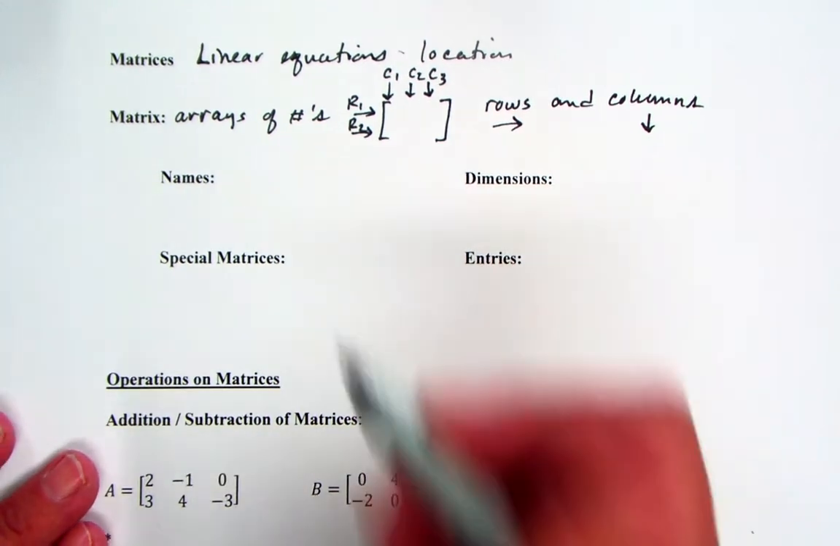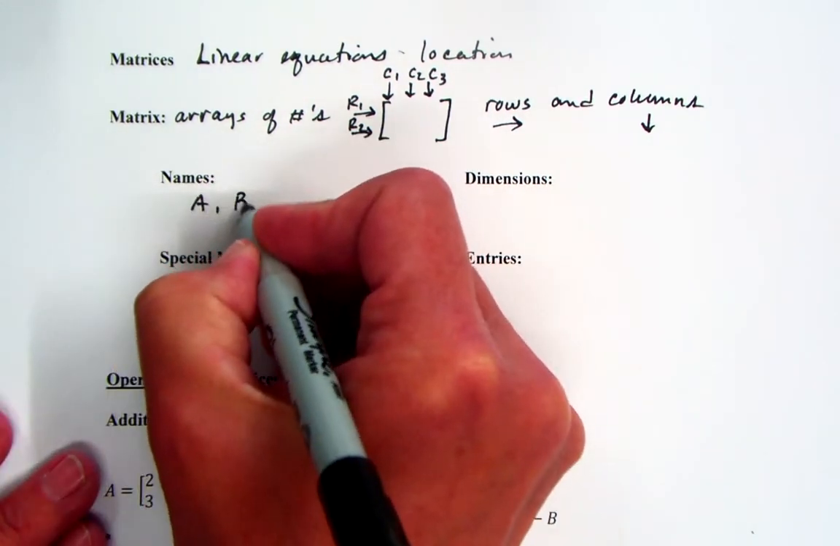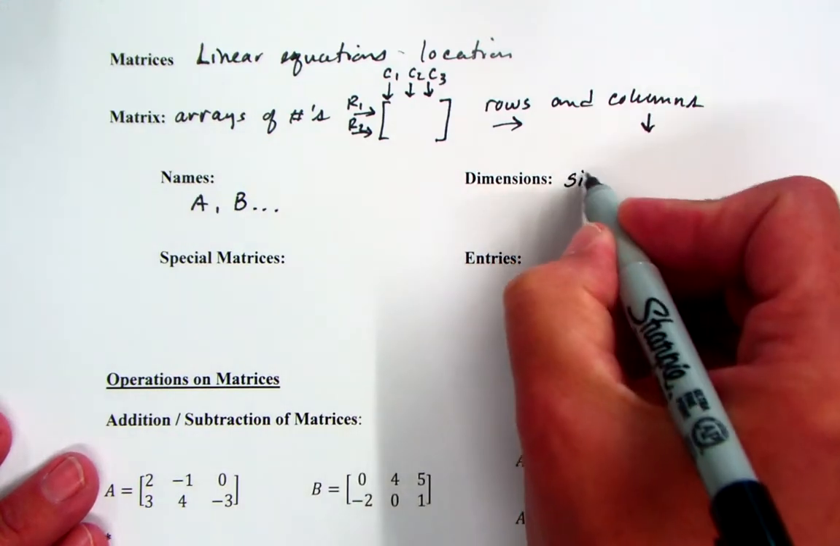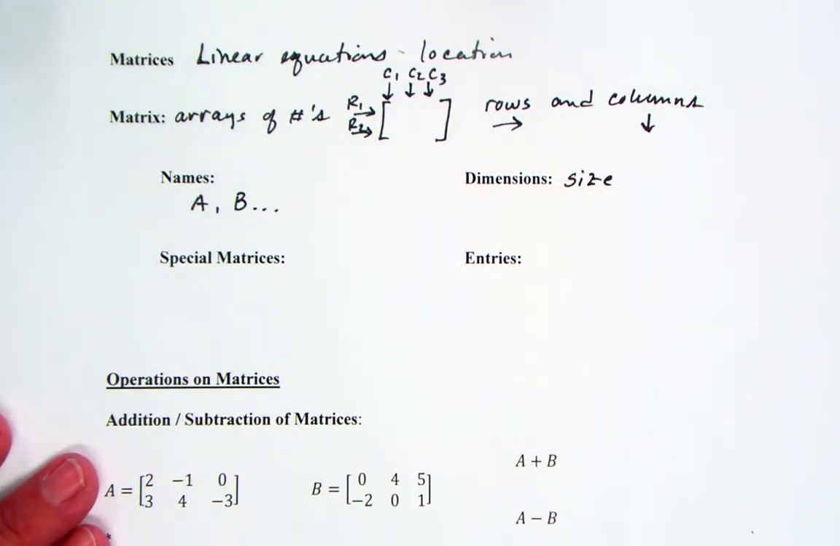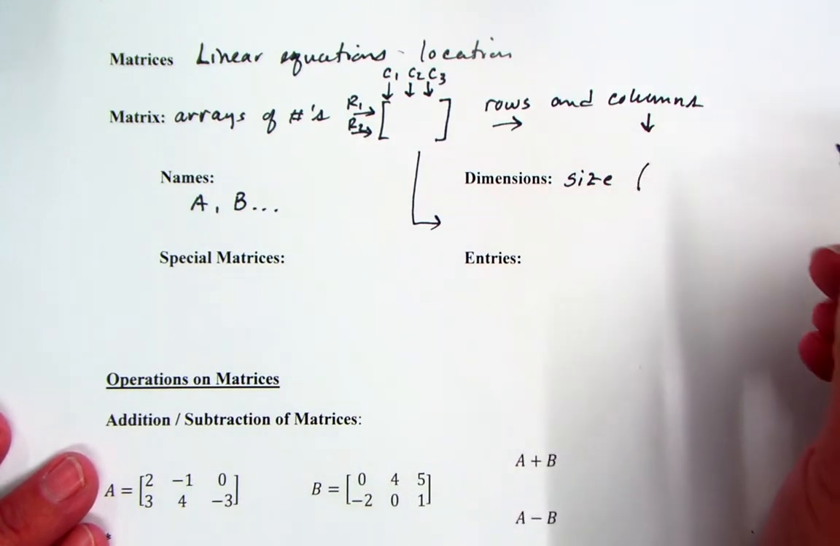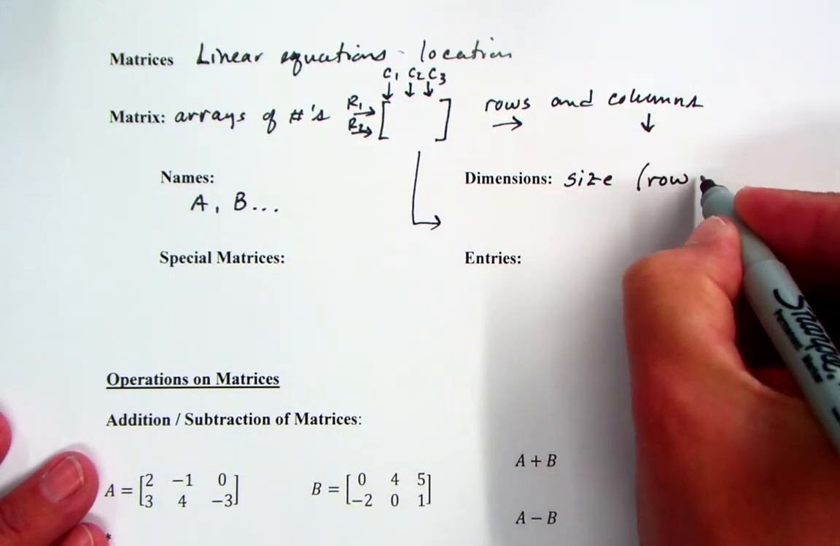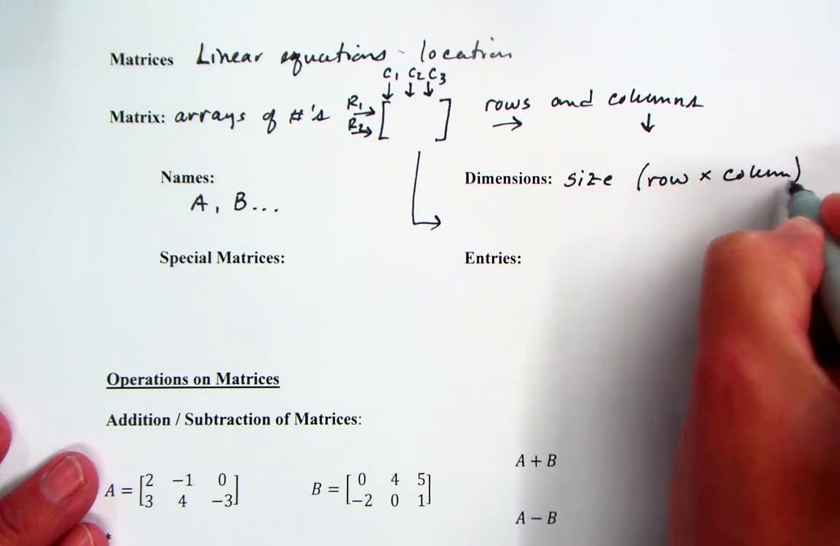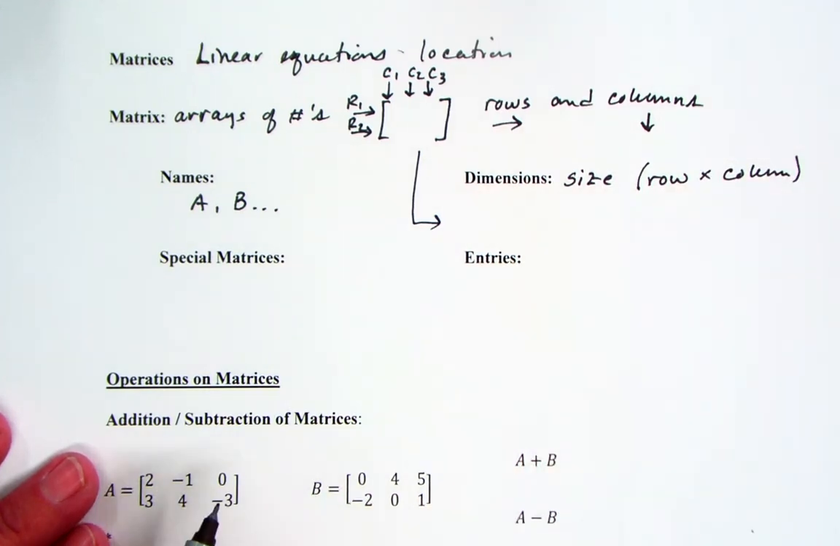So we name our matrices. Typically, we just use capital letters to name them. They have dimensions. Dimension is the size of the matrix. So if I'm looking at the matrix up here and I want to give it a size, you name the size of the row first, times the column. You don't actually multiply them. That's just the size of the dimension.